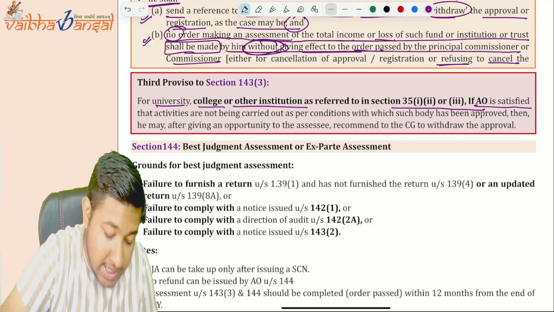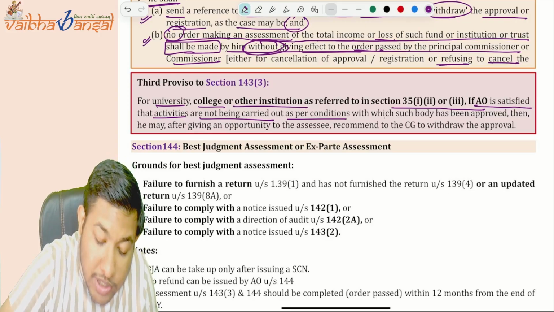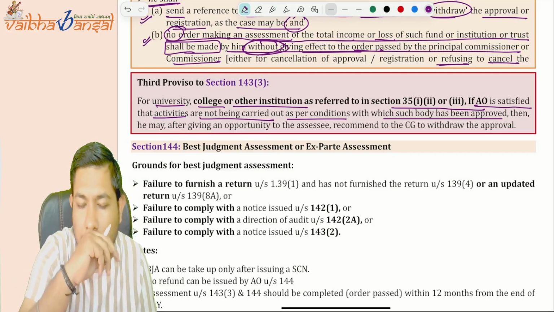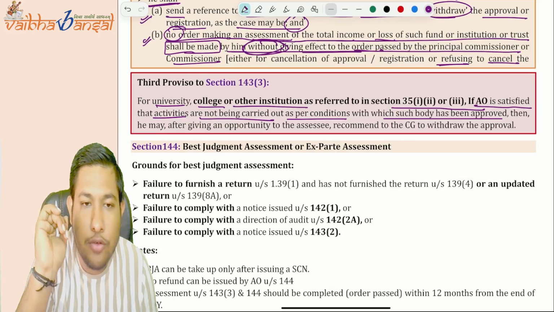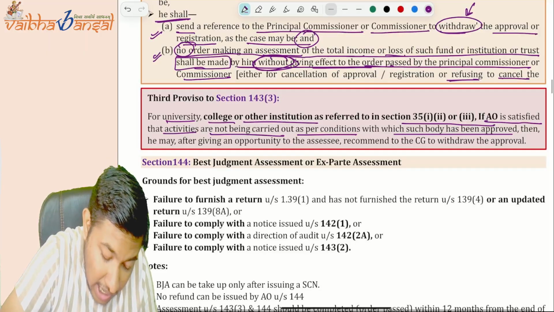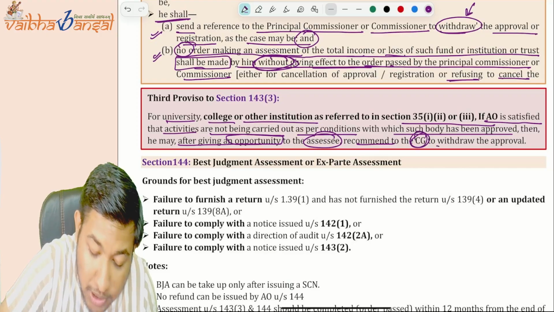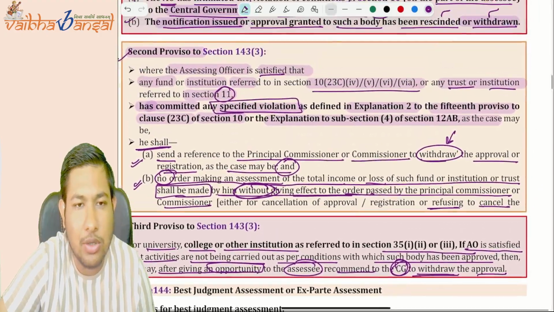If the authority is satisfied that the activities are not being carried out as per the conditions with which such body has been approved, and all those conditions are not being fulfilled, then what? Then he may, after giving an opportunity to the assessee, recommend to the central government to withdraw the approval. To withdraw the approval.